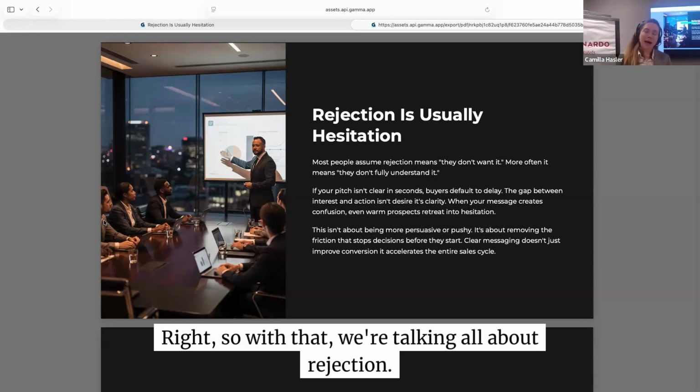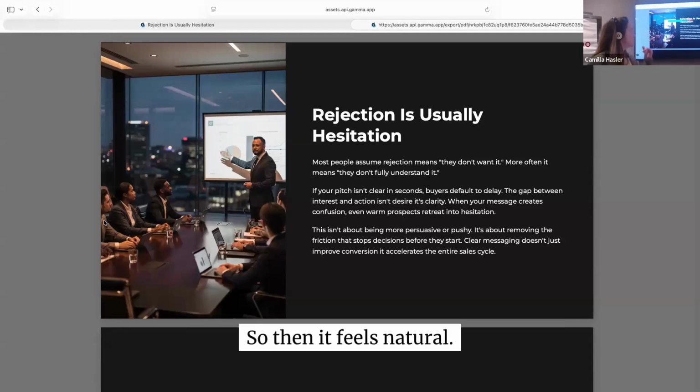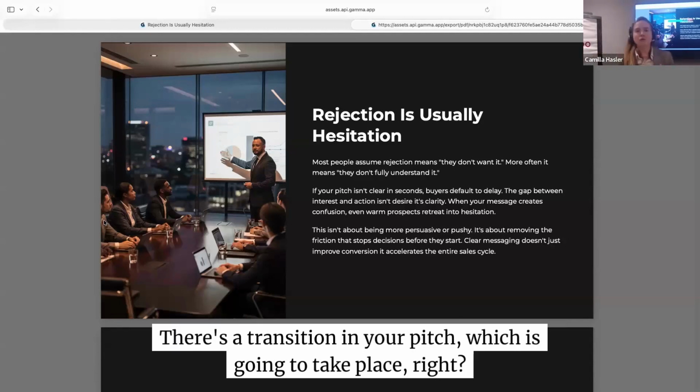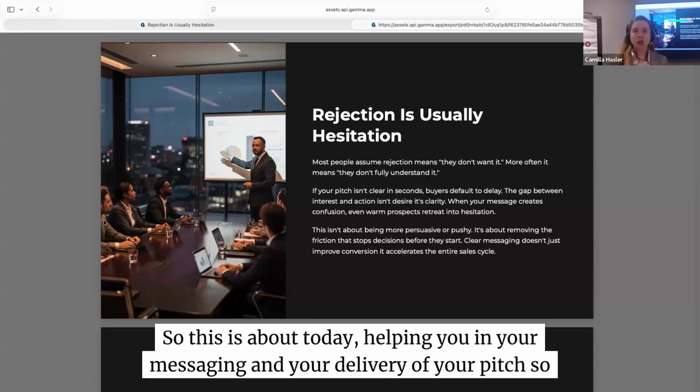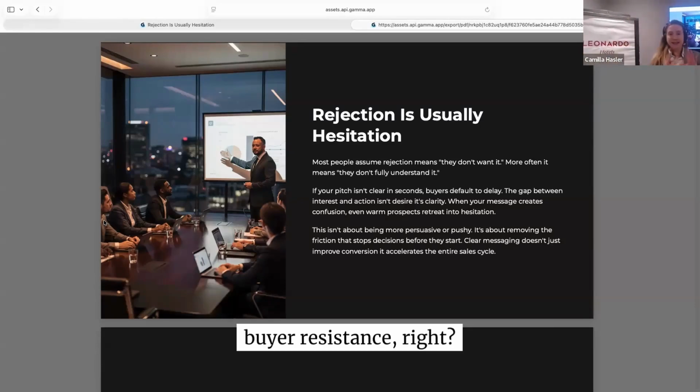Right, so with that, we're talking all about rejection. Why does it come up? And again, this is about enhancing your pitch so that it doesn't feel pushy, so that it feels natural. There's a transition in your pitch which is going to take place, right? So this is about helping you in your messaging and your delivery of your pitch so that you remove some of the friction which can potentially come up, which is called buyer resistance, right?